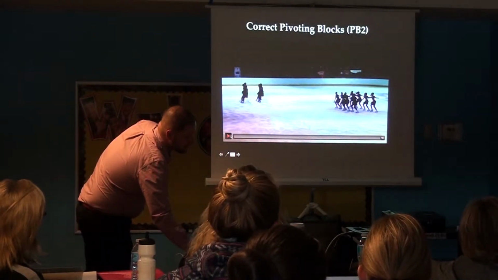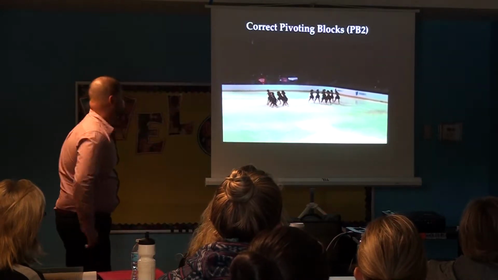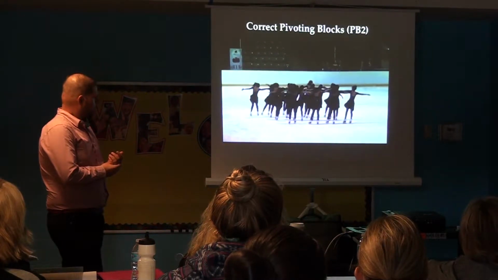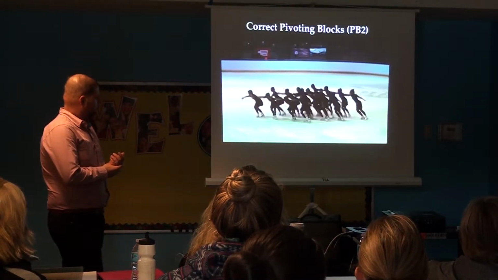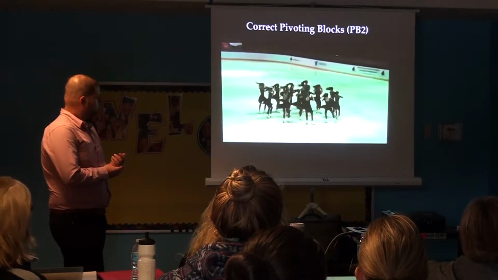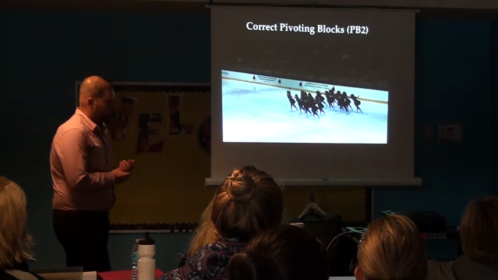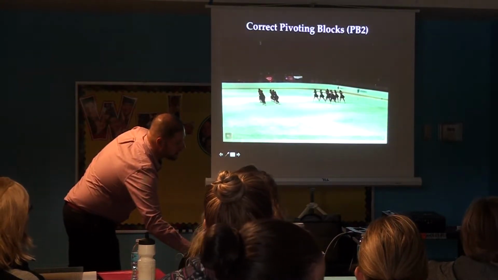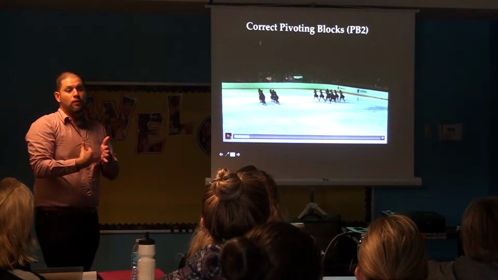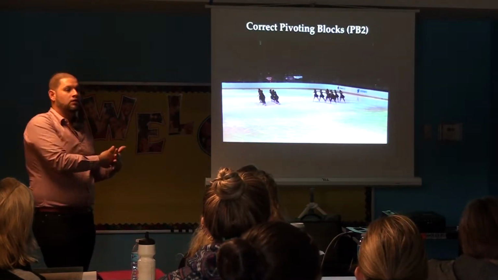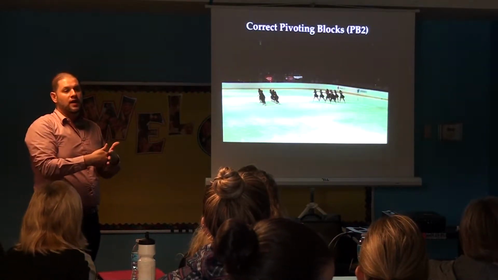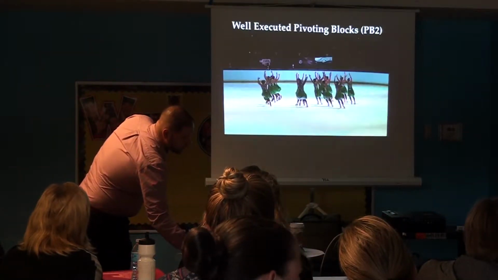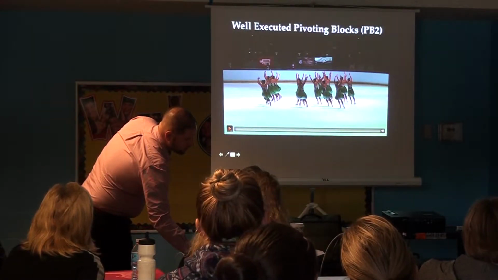Here's another correct pivoting block example. So that was executed correctly, and it was executed with good speed and momentum. So in addition to getting the call, the judging panel will be able to award a positive GOE for the elements as a whole. And one more example of a well-executed pivoting block 2.